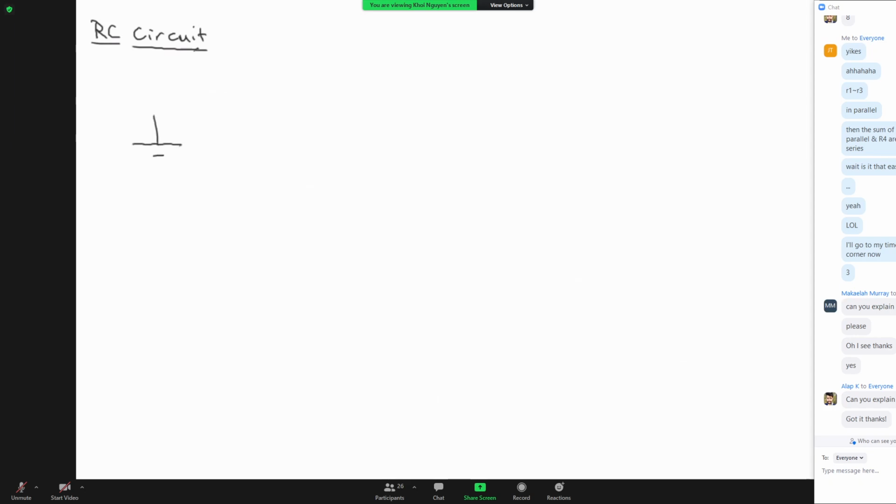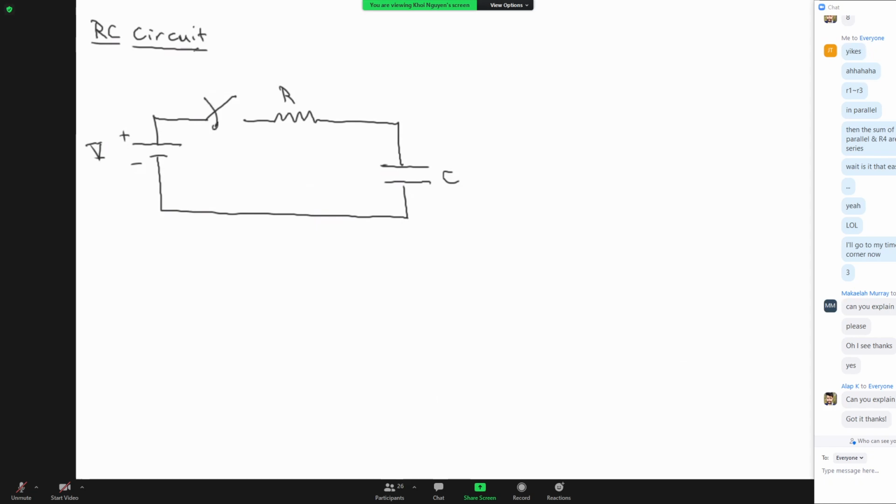Here's your battery. Here's the switch. Here's the current. Here's the resistive and capacitive elements. We'll call this generic R, and we'll draw this generic C. Here's your voltage from the battery. So at t equals 0, that switch is closed.